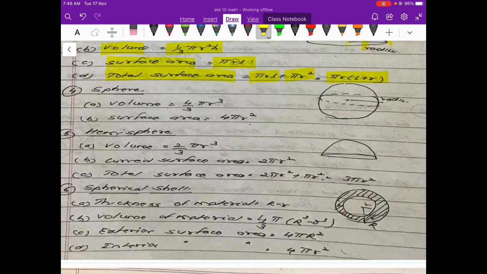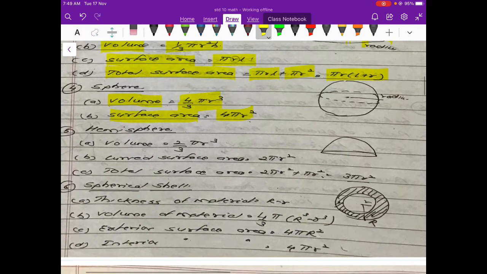Then we come to a 3D figure called the sphere. So what is the volume of the sphere? We know it is 4/3 πr³. What is the surface area? It is 4πr². Then we take a hemisphere, which is exactly half of the sphere. So the volume also will be half. So it is 2/3 πr³, and the curved surface area is nothing but 2πr².